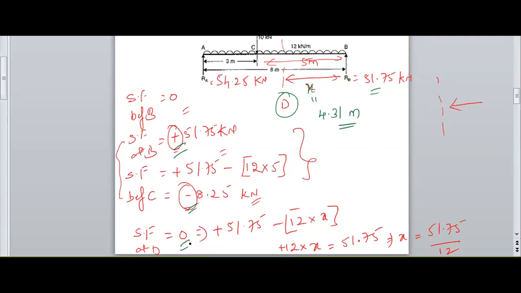At D, the shear force is 0. Therefore, I am getting the value of 4.31 meters from B. Now, we know that the shear force at D is 0. Therefore, the bending moment at D is maximum.